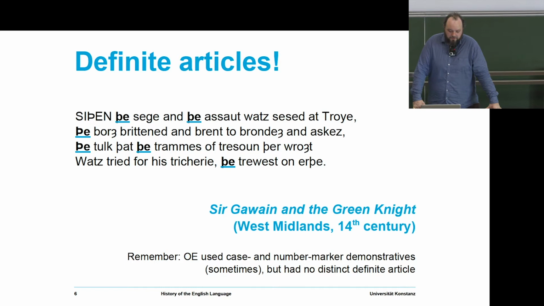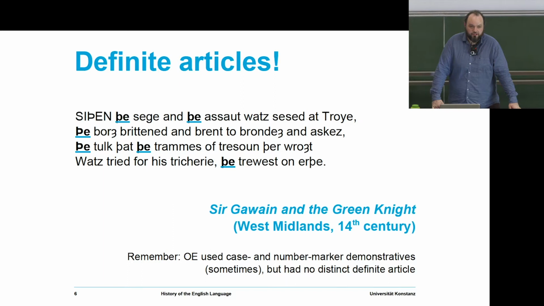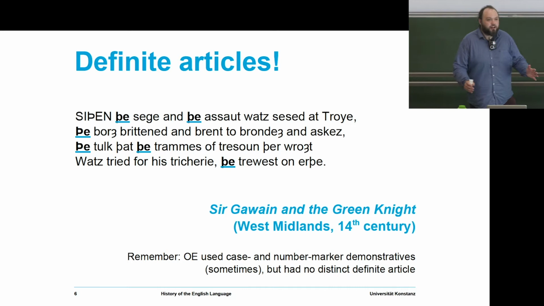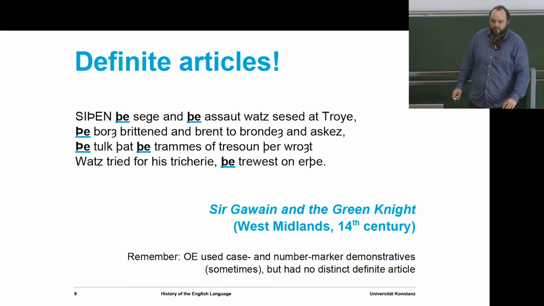And if you remember the Old English demonstrative paradigm, it's really complex. It depends whether the noun is masculine or feminine, whether it's plural, whether it's dative, genitive, accusative, nominative. All of that stuff crops up in Old English, just like it does in present-day German, and in every stage of the history of German.